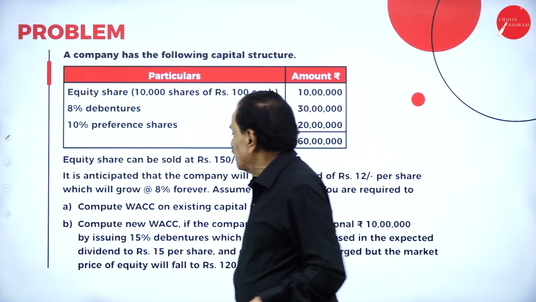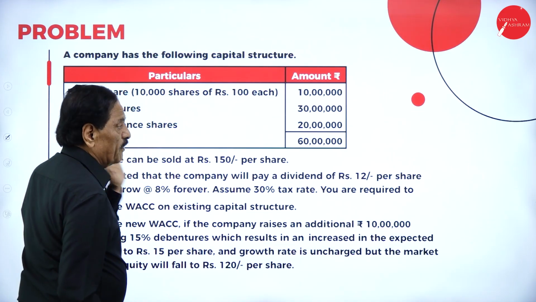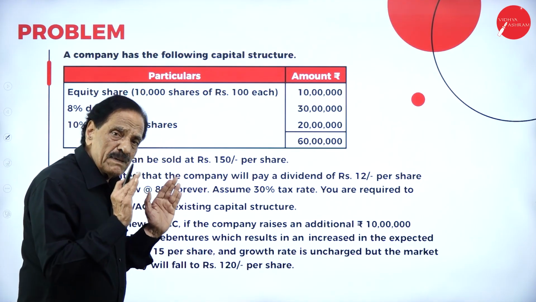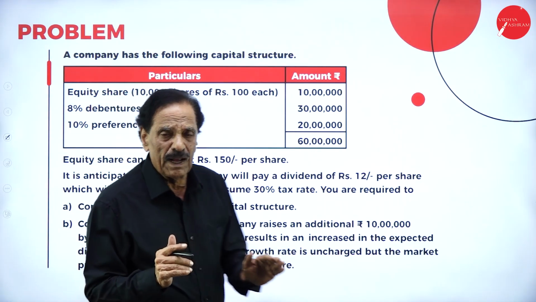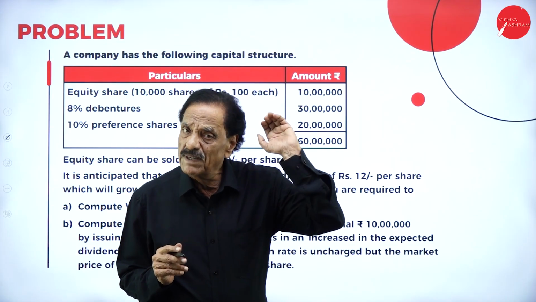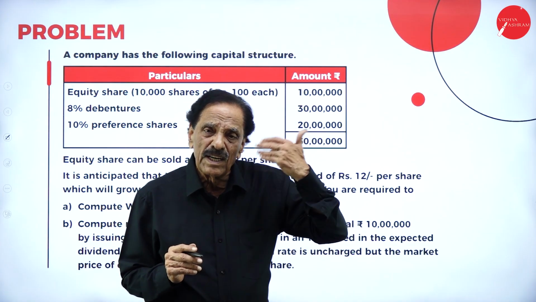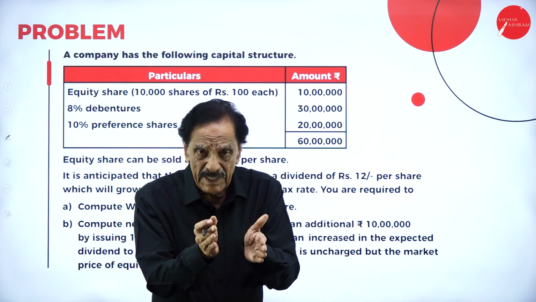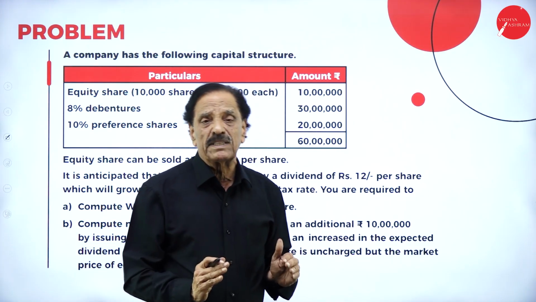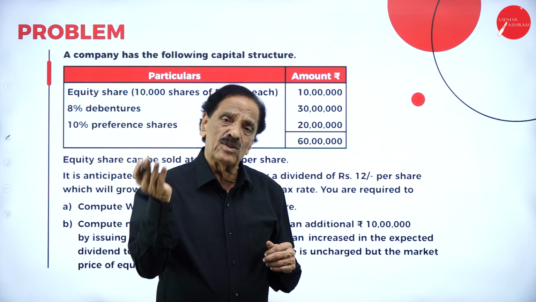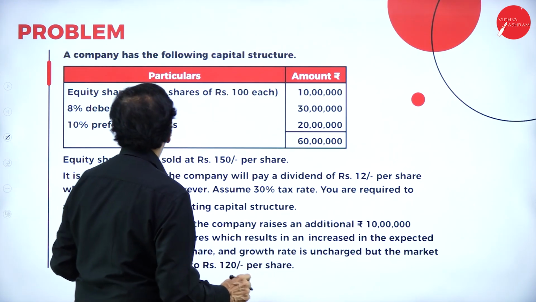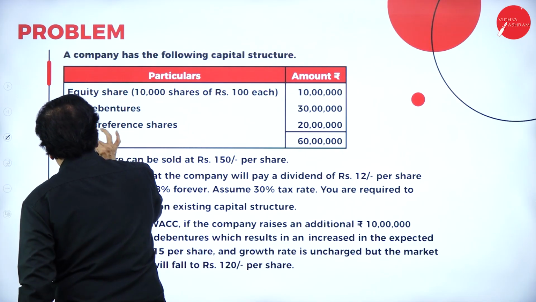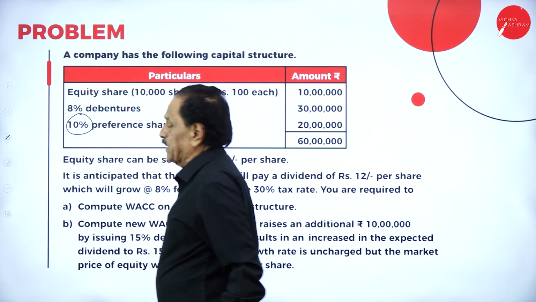Second, equity share can be sold at rupees 150. Then we have to find out the cost of capital. It can be calculated with the help of the formula dividend divided by market price of the share into 100 plus growth rate. What's the formula? Dividend divided by market price of the share into 100 plus growth rate. Then whatever the percentage of preference share, the same percentage has to be retained. This is our cost of capital.